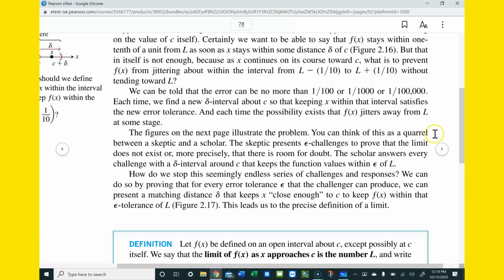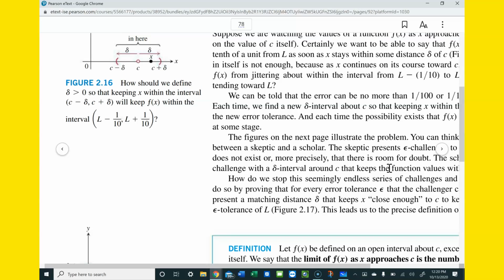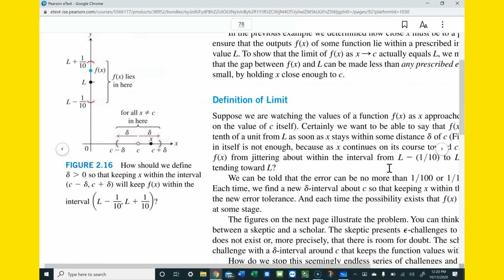You can think of this as a quarrel between a skeptic and a scholar. The skeptic presents the epsilon challenges to prove that the limit does not exist, or more precisely, that there is room for doubt. But the scholar answers every challenge with a delta interval around c that keeps the function values within epsilon of L. Ooh-wee, that is some serious jargon, some serious abstract talking right there.